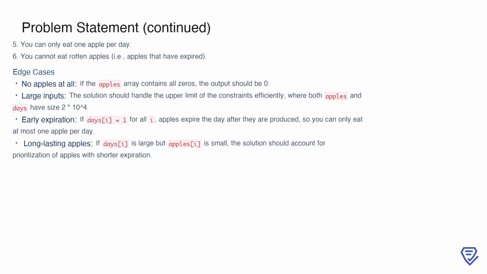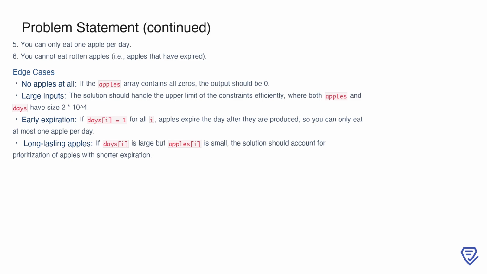Finally, let's examine a case where no apples are available. With apples equals [0, 0, 0, 0, 0], and days equals [0, 0, 0, 0, 0], there are no apples to eat on any day, so the output is 0. This example highlights edge cases where the input arrays contain zeros.